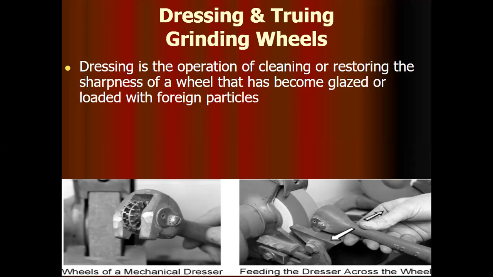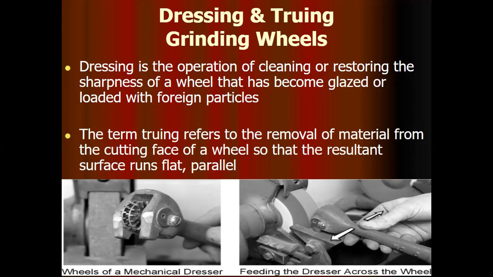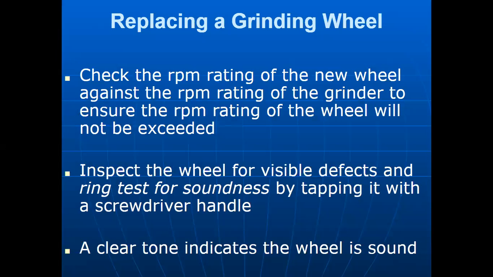It helps clean up wheels too. If somebody accidentally runs some aluminum on a steel wheel, aluminum is soft. It'll get into that wheel, kind of fill it up. These tools will help you get that aluminum out so you can get that wheel back to original shape. Yeah, and like I mentioned, dressing refers to the removal of material from the cutting face of a wheel so that the resultant surface runs flat and parallel. Just makes it nice to operate and use.